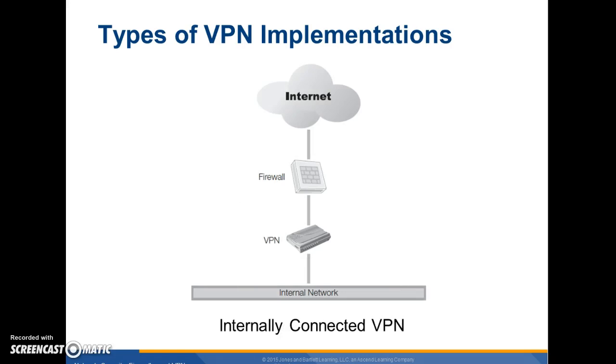Here we see an internally connected VPN. This deploys the VPN so that traffic to the VPN and from the VPN to the internal network is not firewalled in any way. As you can see, between the VPN and the internal network, there is no firewall. An internally connected VPN architecture recognizes that the VPN is vulnerable to attack if placed directly on the internet, so it places the internet-facing VPN connection behind a firewall. This still doesn't address potential security issues associated with untrustworthy VPN connections.